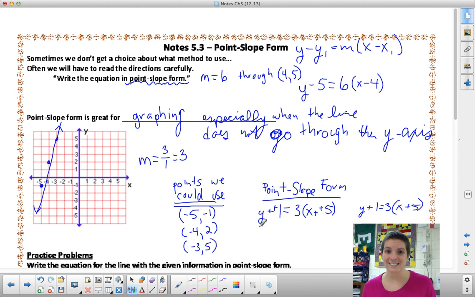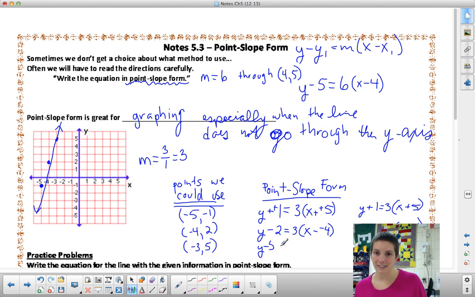We could also write that exact same line using the next point. y minus 2 equals 3 times x minus negative 4. And if I clean it up, on the test I would expect you to write y minus 2 equals 3 times x plus 4. And again, another way to write this exact same line using this third point, y minus 5 equals 3 times x minus negative 3. And if I clean it up, y minus 5 equals 3 times x plus 3.